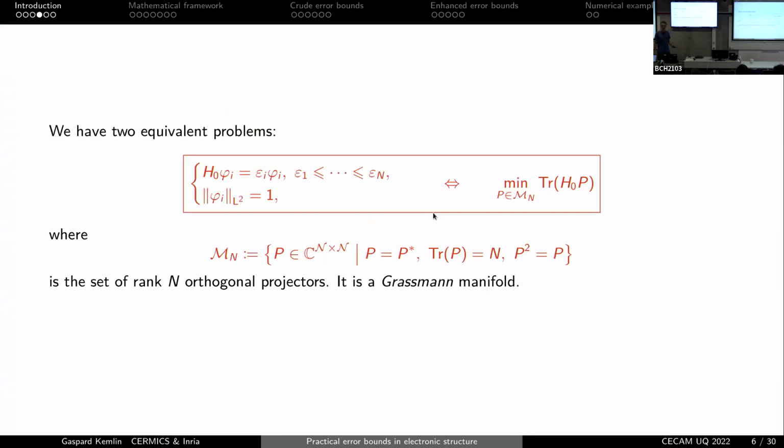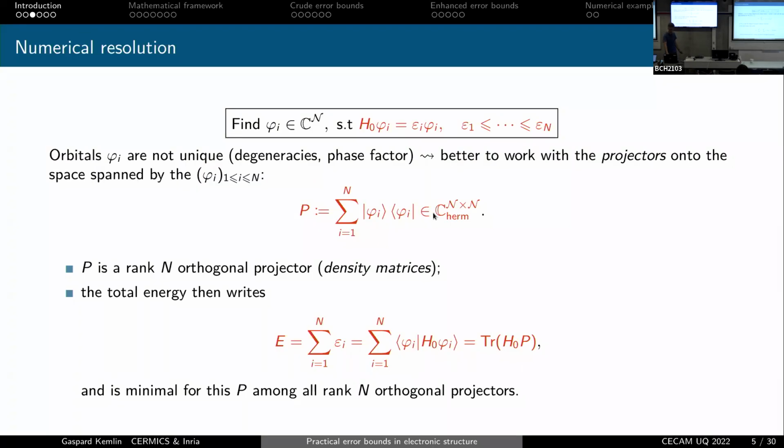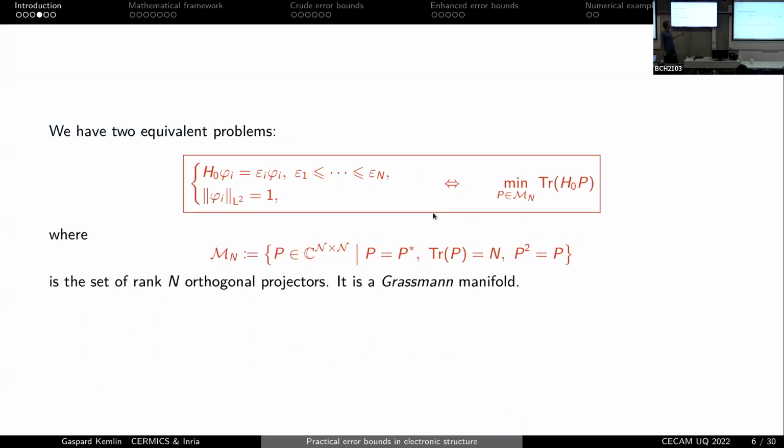Okay, so what we have is that our initial eigenvalue problem is equivalent to the minimization of this trace, because I forgot to mention it, this trace is minimal for the P which is a solution to the eigenvalue problem. So the eigenvalue problem is really equivalent to a minimization problem on some manifold, which is the manifold of density matrices of rank N orthogonal projectors.